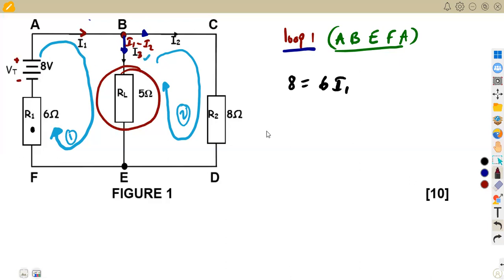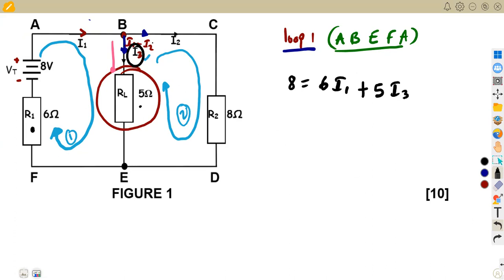We move to the loop which consists of I3 in this case, which is from B to E, going this direction, all right? So from B to E, going this direction, we are maintaining the direction of the flow of current that was indicated here. So that is going to be positive as well. Then we've got a resistance there of 5 times the current, which is current I3.